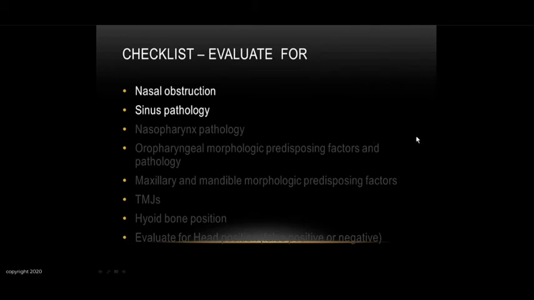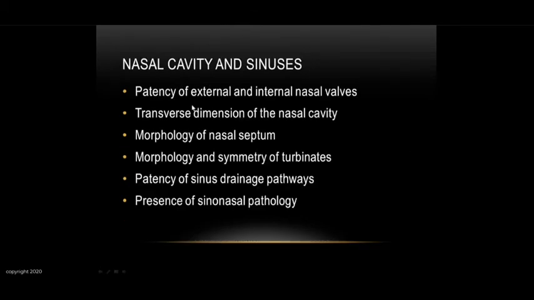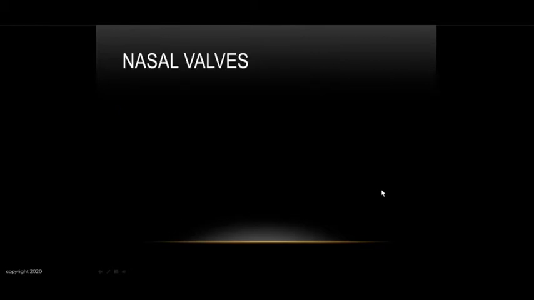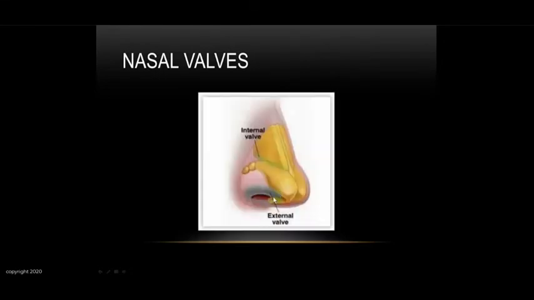So let's first start with the nasal obstructions and the sinus pathology. So in the nasal cavity and the sinuses, we're looking for patency of the external and the internal nasal valves, transverse dimension of the nasal cavity, morphology of the nasal septum, morphology and symmetry of the turbinates, patency of sinus drainage pathways, and the presence of sinonasal pathology. So starting with the nasal valves, we have two sets of nasal valves. We have the external nasal valve and we have the internal nasal valve.